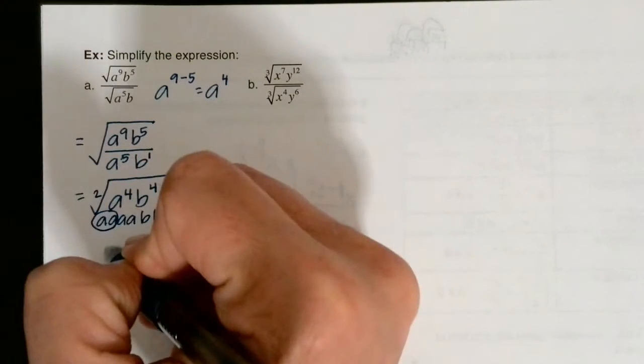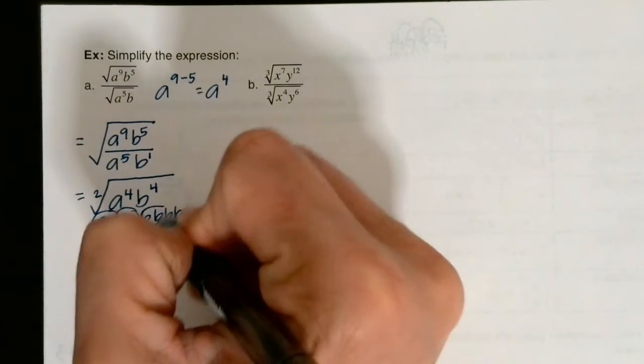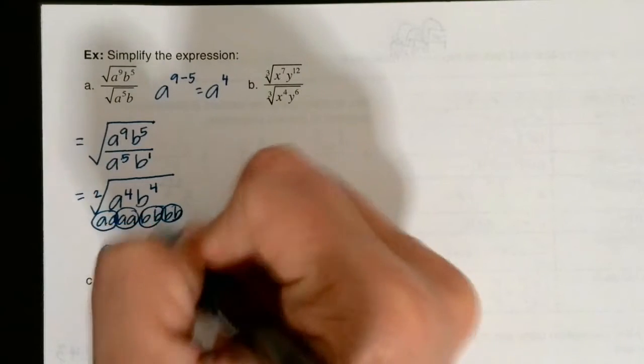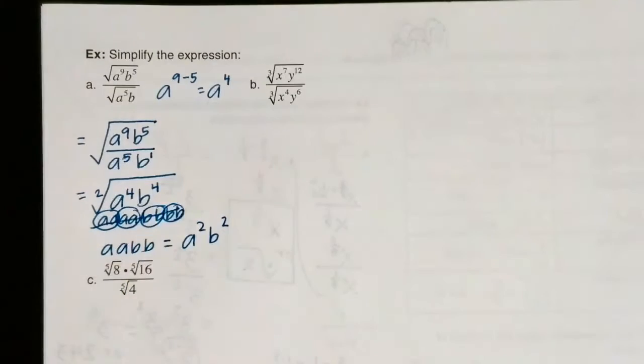So we have a times a times a times a, b times b times b times b. 2 of a kind there, 2 of a kind there, 2 of a kind there, 2 of a kind there. Oh my goodness, there's nothing left in the house. We just have a squared b squared as our final answer. Good. Okay? Alright, moving on.